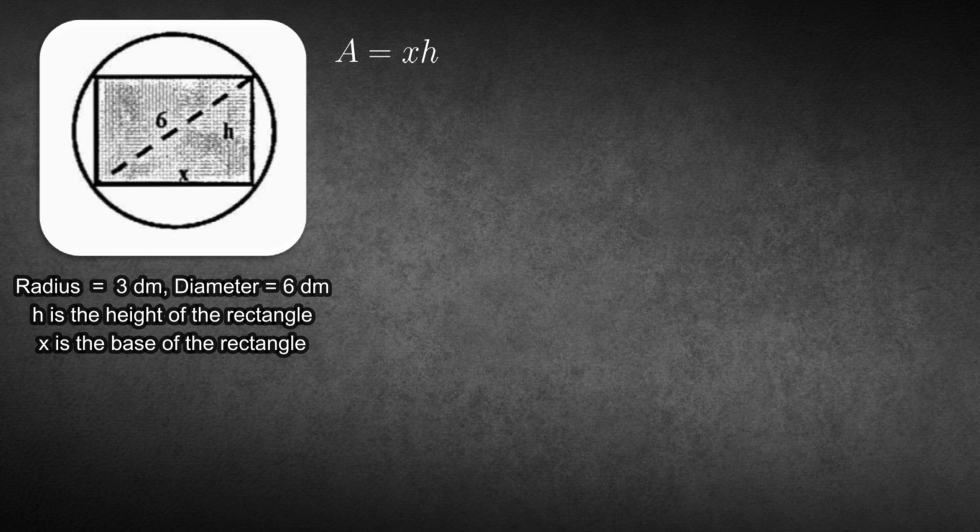Now, we can express h in terms of x by considering the right triangle with hypotenuse 6 decimeters and base x and height h. Then, by using the Pythagorean theorem, we have that 6 squared is equal to x squared plus h squared. And by solving for h, we have that h is equal to the square root of 6 squared minus x squared. Thus, h is the square root of 36 minus x squared.